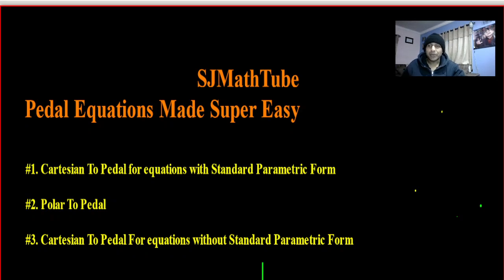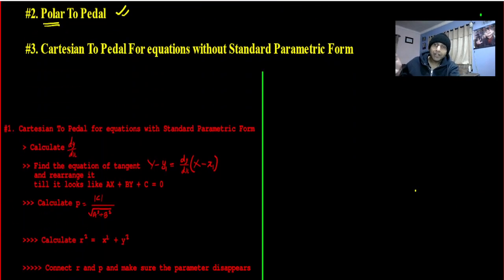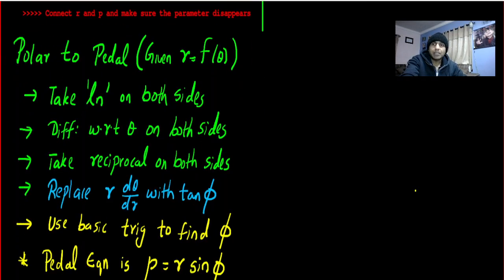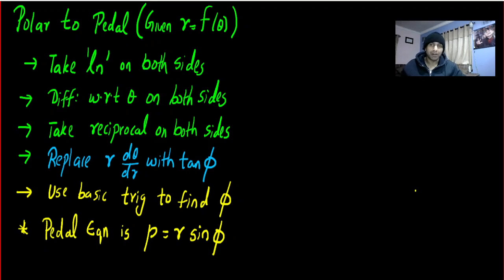In this video, we are going to continue with pedal equation and we will learn how to convert polar equations into pedal equation. I hope you're already good with Cartesian to pedal where we talked about the theory and we converted Cartesian equations which has standard parametric form into pedal. And the procedure was very easy. And similarly, we have something called polar to pedal.